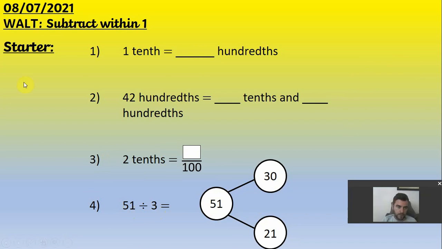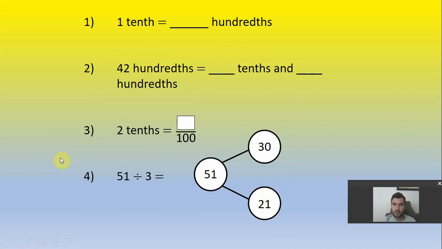Okay, welcome back guys, let's see how we got on. So 1/10 equals 10 hundredths, okay? So when we were exchanging yesterday, if you had 10 hundredths, you would exchange that for 1/10, okay? They are equal, they are equivalent. 42 hundredths is 4 tenths and 2 hundredths. So imagine if I wrote the number 42 hundredths, it would be 0.42. 4 in the tenths column, 2 in the hundredths.